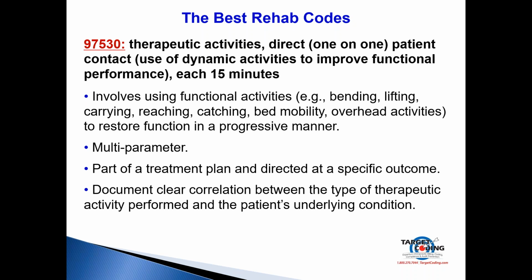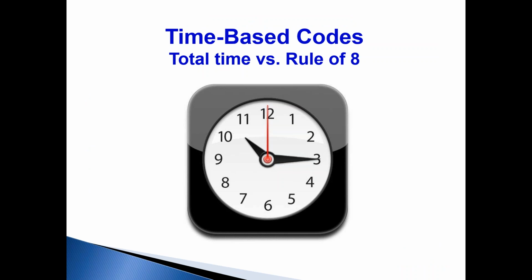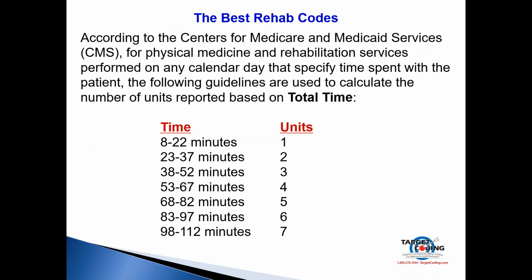Now let's discuss time codes, which I've been mentioning. I call it total time versus rule of 8. Everybody has their own way of describing these. I'm giving you my version. There's total time and there's rule of 8. Total time is what Medicare and United Healthcare use, where 1 unit is 8 to 22 minutes, 2 units 23 to 37.